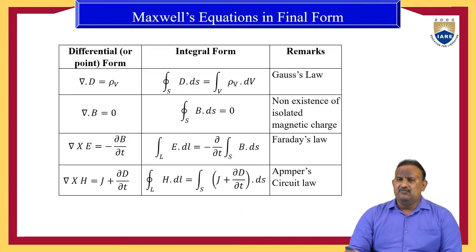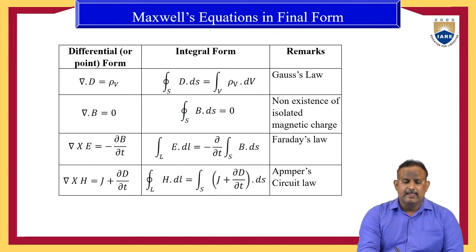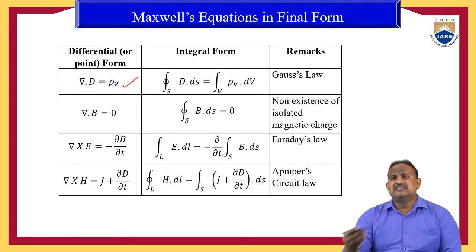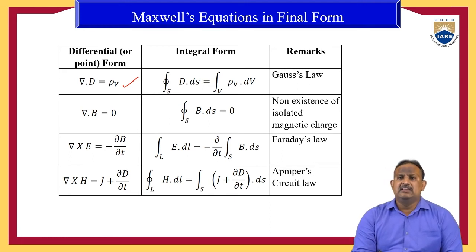So therefore, the time varying Maxwell equations in final form. Here there is a differential form, an integral form, and some remarks. The first is del dot D is equal to rho V, the differential form. It can be expressed in integral form as the surface integral of D dot dS, which is equal to the volume integral of rho V dV, which is known as Gauss law.